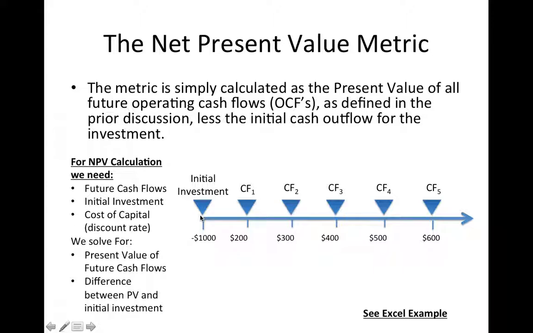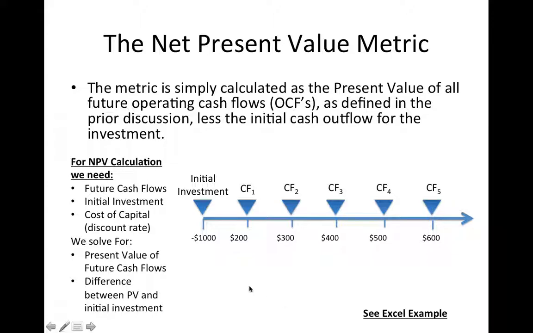Not back to today. I wouldn't add that extra year of discounting back. All right? And so what NPV would say is, let's calculate these amounts. Let's determine these amounts. So I've got the example, 200, 300, 400, 500, 600. And then let's discount them back to the present value. And then let's take the difference between the initial investment and the present value of those future cash flows.